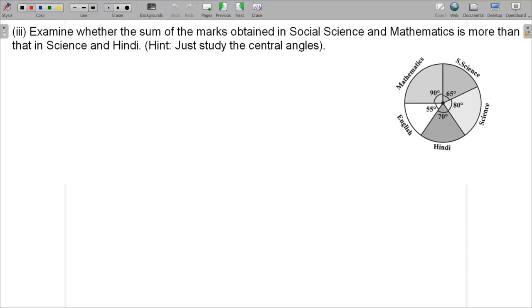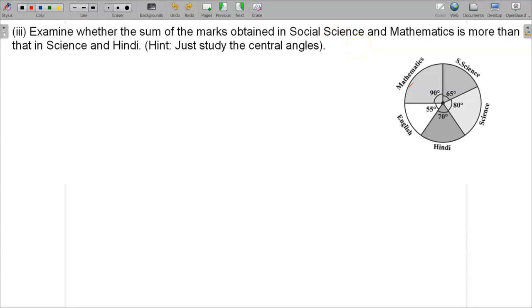So we are going to find out whether the sum of the marks, that is addition of social science and mathematics marks, okay. Similarly addition of science and Hindi is lesser when compared to social science plus mathematics, that is what we have to prove, okay. So again hint, just study the central angle. Actually by using the central angle itself we can easily say which subject marks is more and which subject is less, okay.